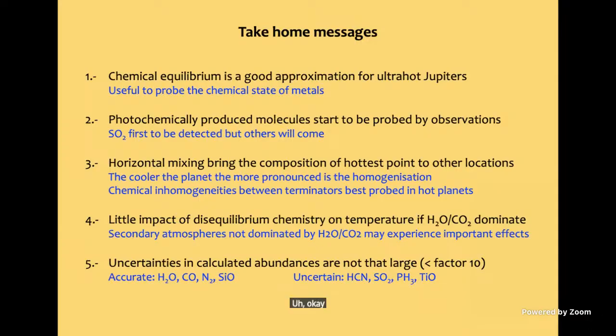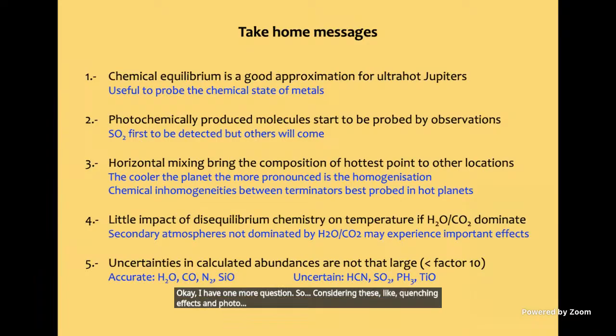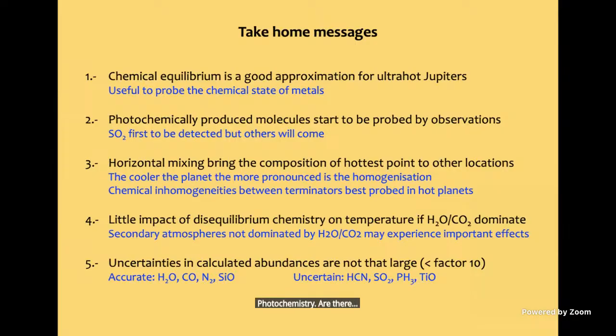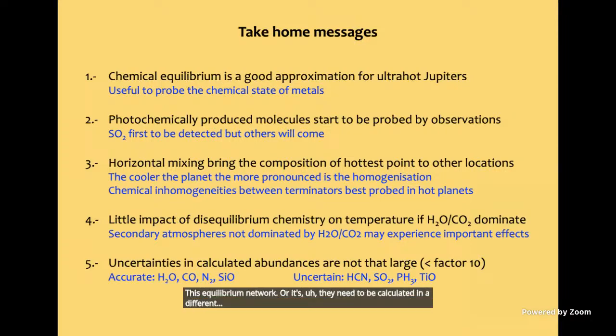Okay, I have one more question. Considering these quenching effects and photochemistry, are their calculations based on the modeling of chemical equilibrium, with modifications added to this equilibrium network, or do they need to be calculated in a different framework?